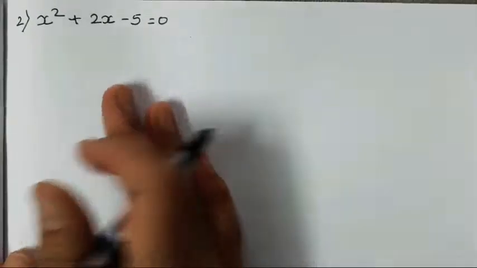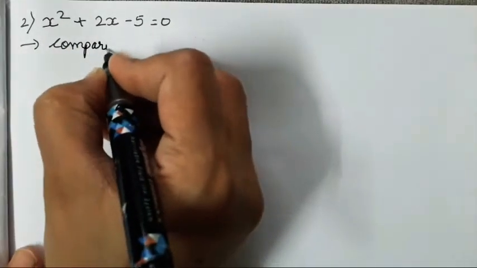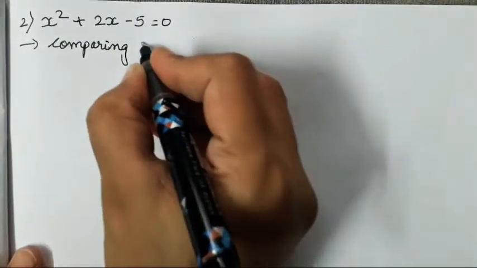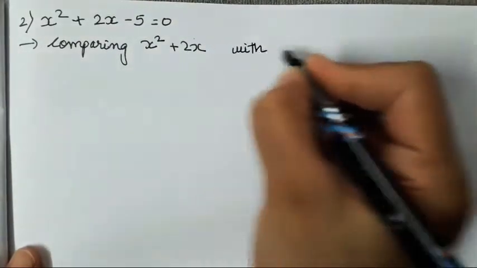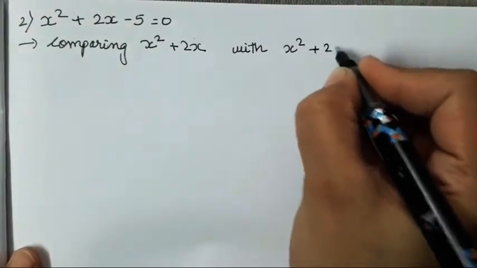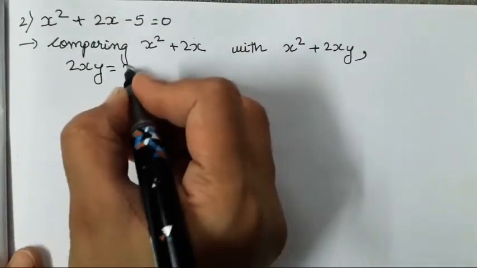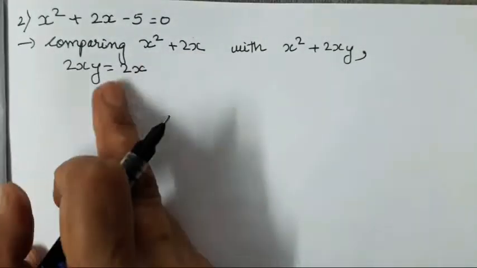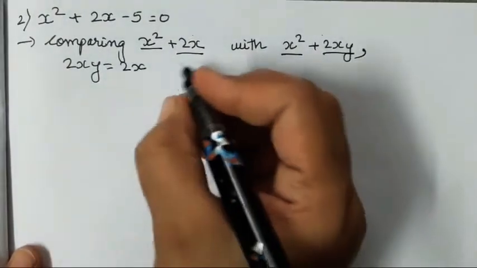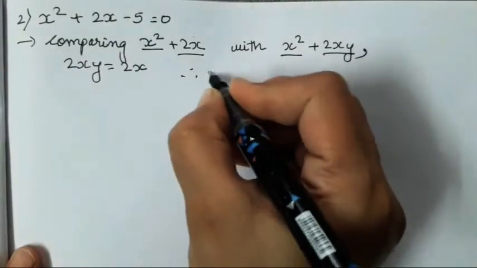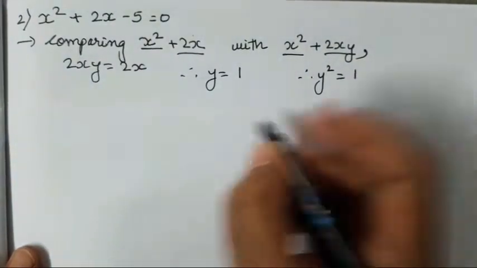Now second sum is this equation. So again first we have to compare it. Comparing this part x square plus 2x with same thing x square plus 2xy. Okay, so 2xy is equal to 2x, isn't it? See, x square and x square is same. So 2x and this we have to compare. Therefore, y is equal to 1. Therefore, y square is equal to 1.